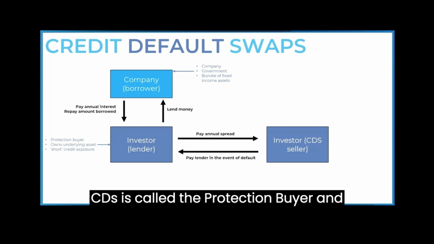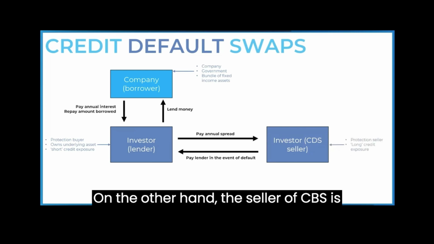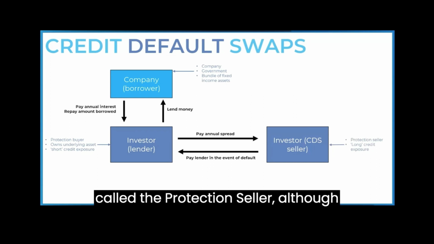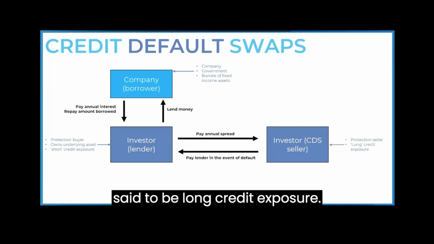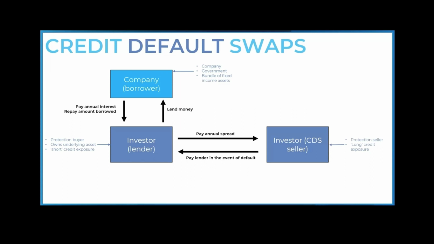Next, the buyer of the CDS is called the protection buyer, and whilst they own the underlying debt, they are said to be short credit exposure. On the other hand, the seller of CDS is called the protection seller. Although they do not own the underlying assets, they are said to be long credit exposure.